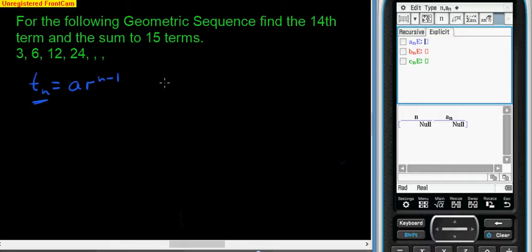A is the first term, so A equals 3, and R is the common ratio, so we've got to work out what we're multiplying by each time. 3 times 2 gives you 6, 6 times 2 gives you 12, 12 times 2 gives 24. The common ratio R is 2, it's multiplying by 2 each time.